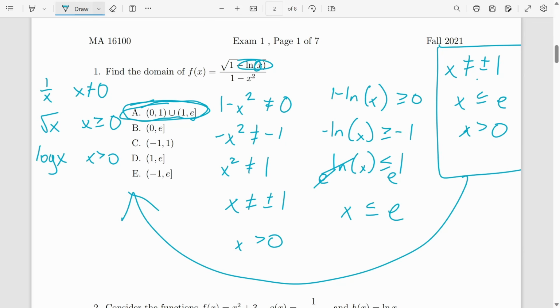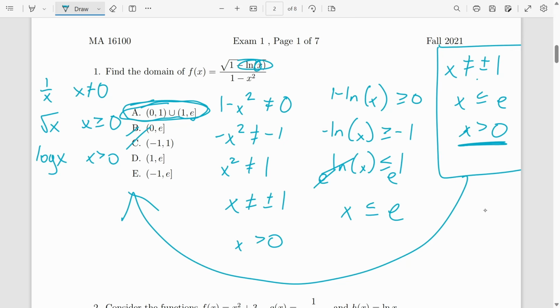So B, this one's wrong because it accidentally included +1 in its domain. It's saying that the values from 0 to e are all good, but remember we need to exclude +1, so B must be wrong. What about C? C is wrong because it includes 0. We said on the right here that x must be greater than 0. X cannot be anything less than 0, and because it includes numbers between -1 and 0, we know it must be wrong.